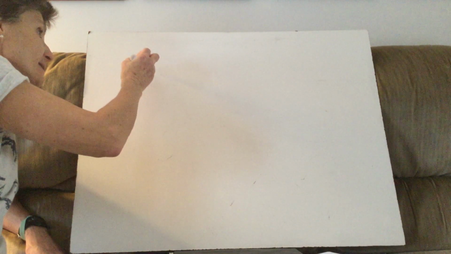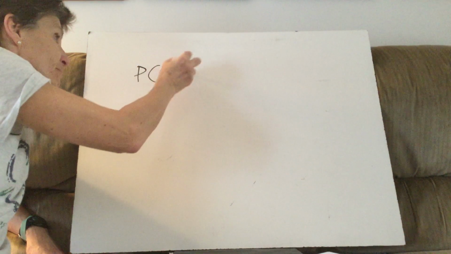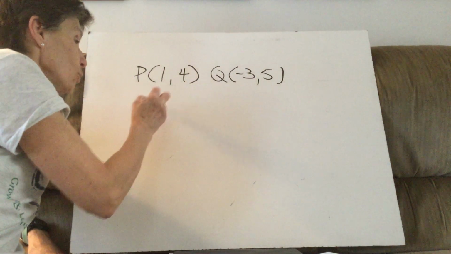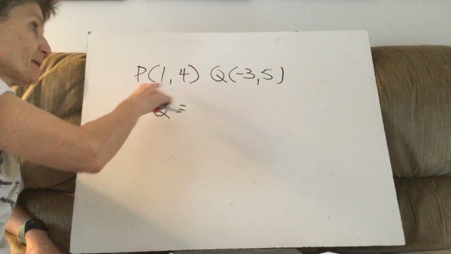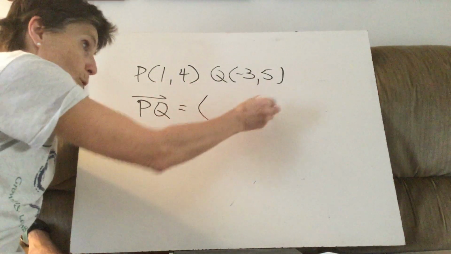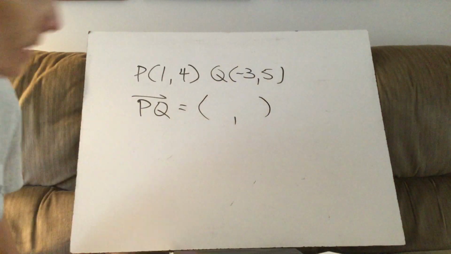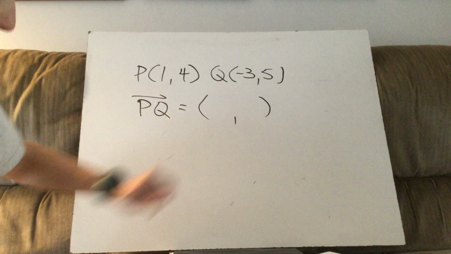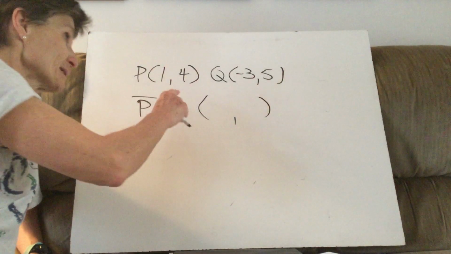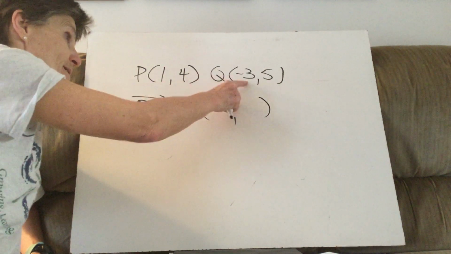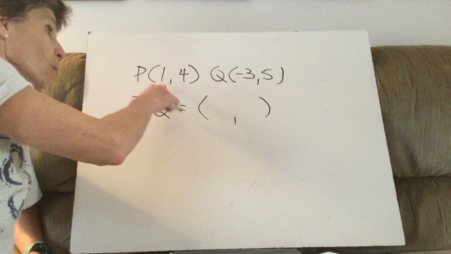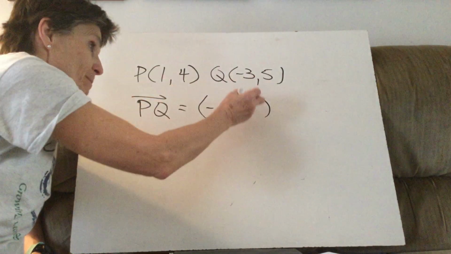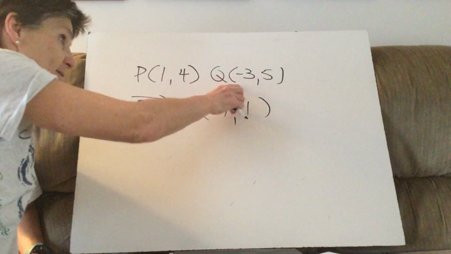So a couple of the main ideas. If we have a point P and a point Q, and we want to find the coordinates of the vector PQ from P to Q, the components of the vector, or the directed distance, is found by simply saying, okay, I'm going from 1 to -3. I look at the x's. 1 to -3, that would be backwards 4, and 4 to 5, that would be up 1. These are the x's, these are the y's.